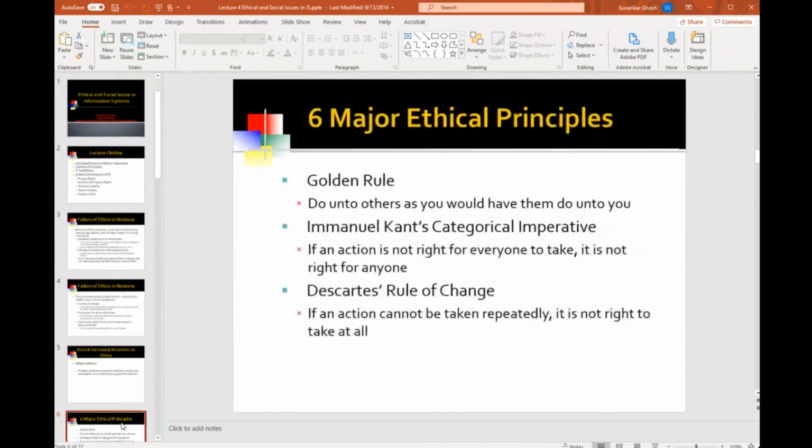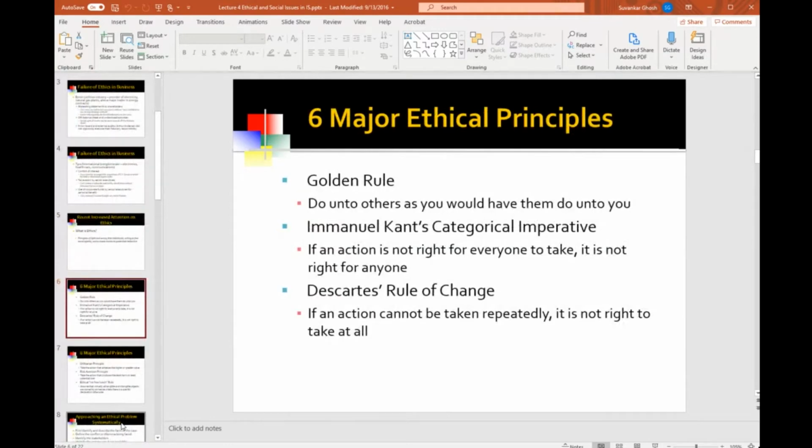And by the way, I was watching the discussion on this topic on the discussion board, and there were very many great comments. Let's go through it. We talked about these 6 major ethical principles, and we said that when you come across a scenario, a decision, or an action that you're trying to take, before you perform that action, apply these 6 principles.